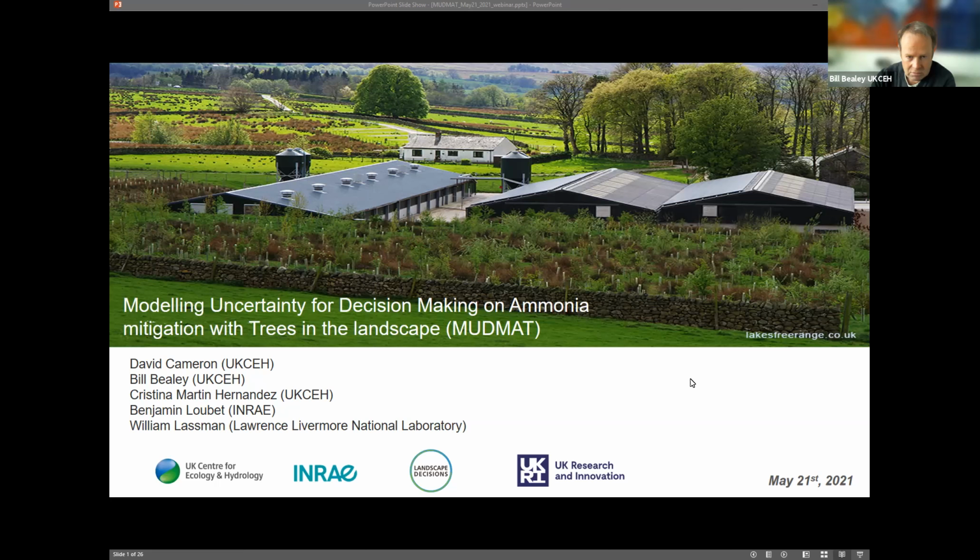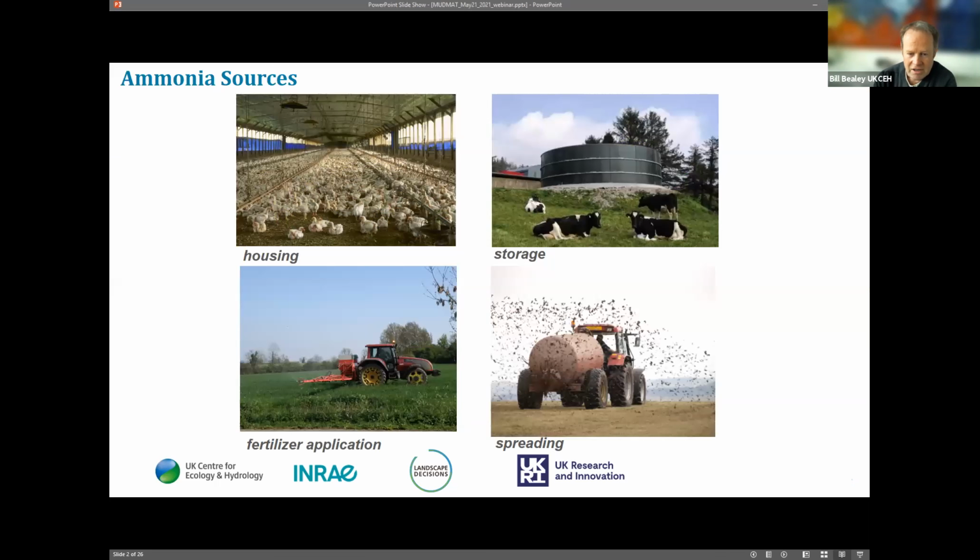So, the first thing to think about is what the key ammonia sources in the landscape are. We have four main types of ammonia source: housing emissions, emissions from storage, emissions when you're spreading fertilizer, that's the mineral form of fertilizer, and the other, spreading of manure and slurry. So ammonia is emitted from these four main sources.